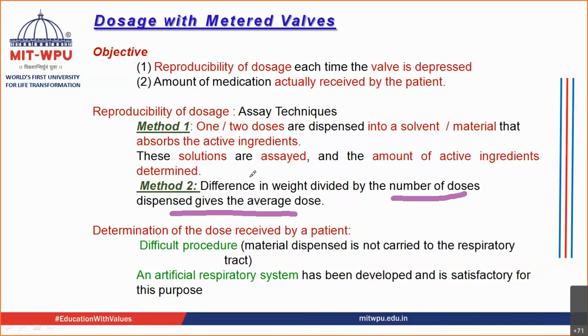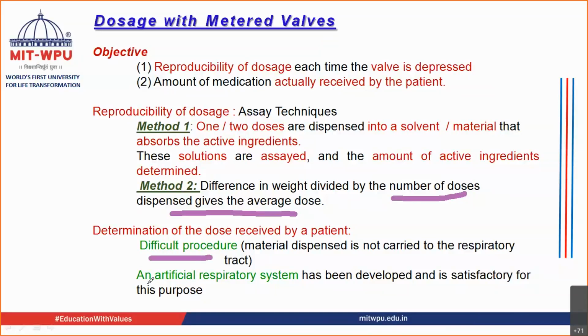So these two methods are going to give you that information, but they are not going to give you the information on whether the dose is actually received by the patient or not, whether it is going to the lungs or not. If that is the place where you want the MDIs to dispense, that is not possible to determine by this test. So this is very difficult to find out.